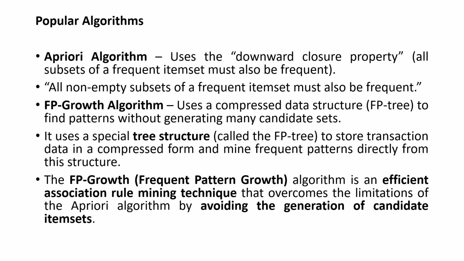Next are the algorithms which are used to perform association rule mining: the Apriori algorithm and the FP growth algorithm. These are the two most popular algorithms used to perform association rule mining. The Apriori algorithm uses the downward closure property, which says the subsets of a frequent item set must also be frequent as well.